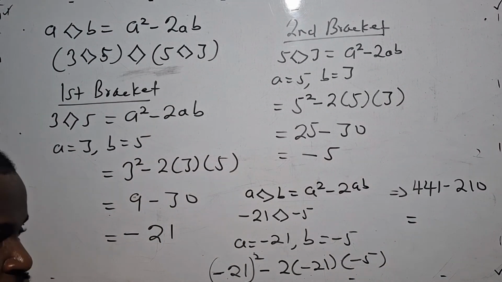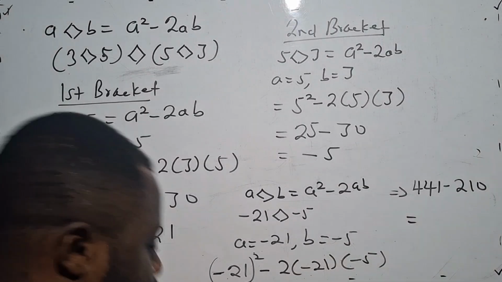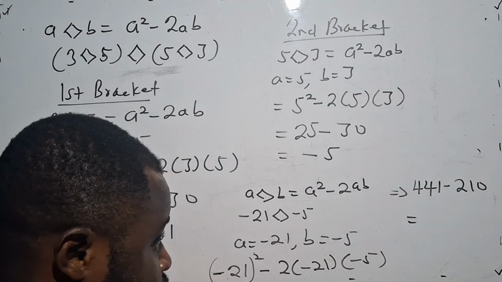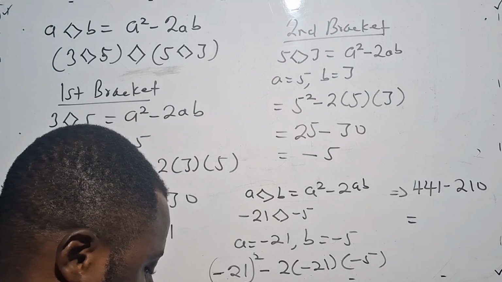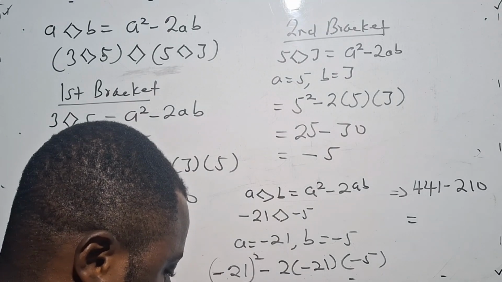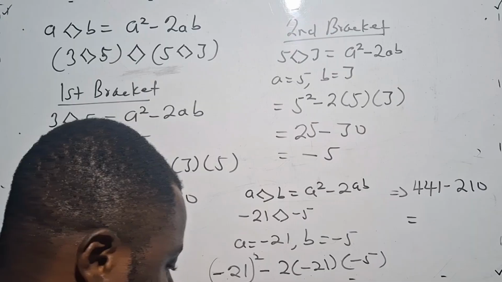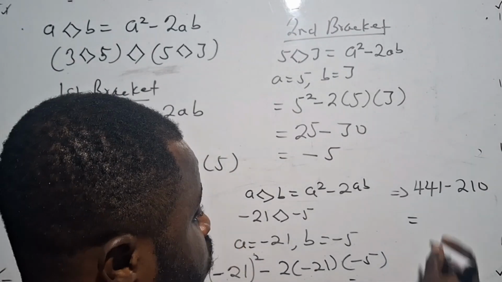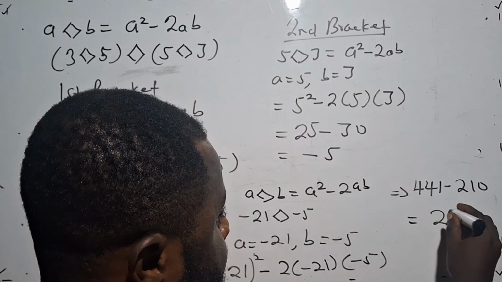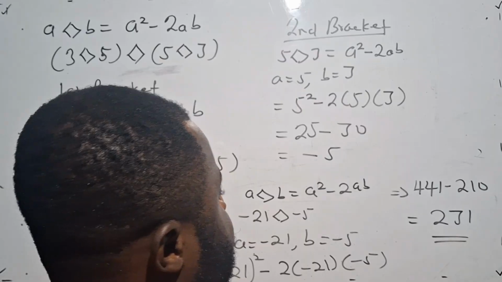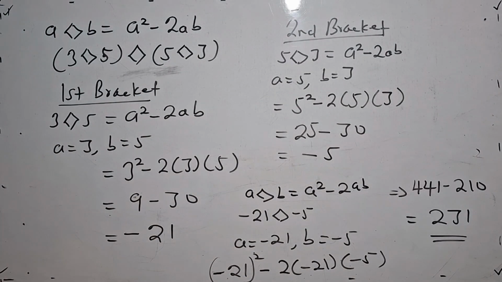210. Be careful: negative multiplying negative is positive, and positive multiplying negative is negative. So 441 minus 210 will give us 231. So this is how we solve this question.